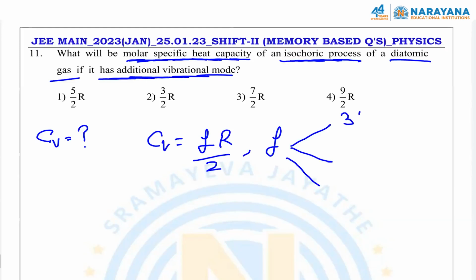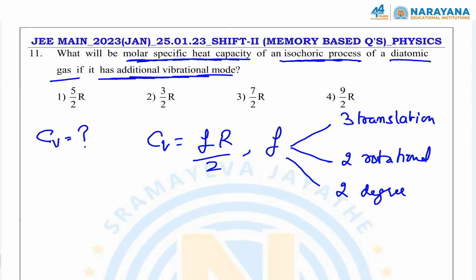There will be 3 translational degrees of freedom. And for a diatomic gas, we have 2 rotational degrees of freedom. And for each vibrational mode, we get 2 degrees of freedom due to vibration. So it's 7. So Cv is 7R by 2. So answer is 3.